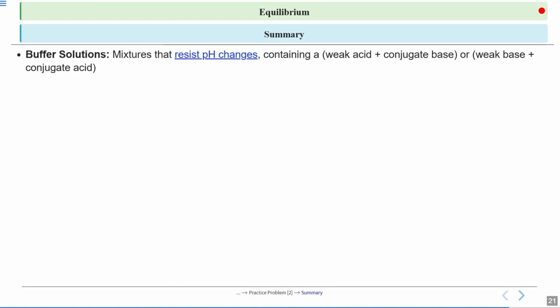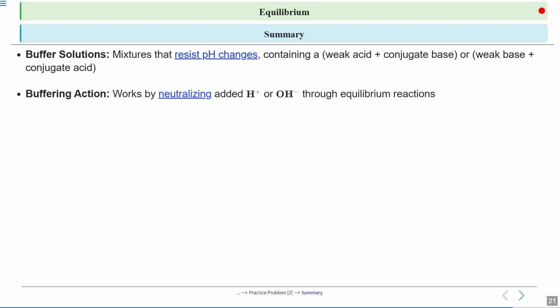Now we can just summarize all of today's class. So we started with the buffer solution. We said that anything that resists the change in pH is called a buffer solution, and it can be of two types. It can be a combination of weak acid and conjugate base, which is your acidic buffer, or a combination of weak base and a conjugate acid, which is a basic buffer. Then what we have? We have our action. So it can neutralize both H plus and OH minus through equilibrium reaction.